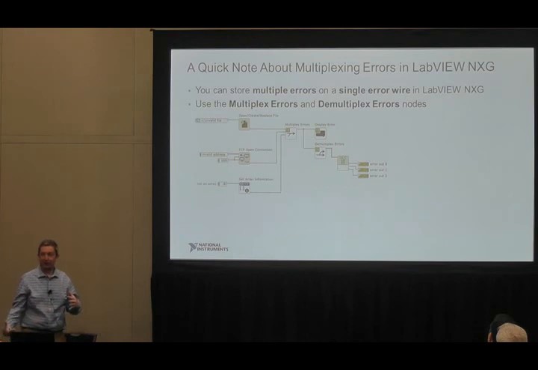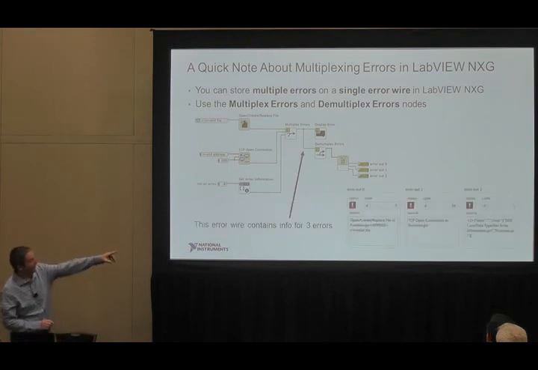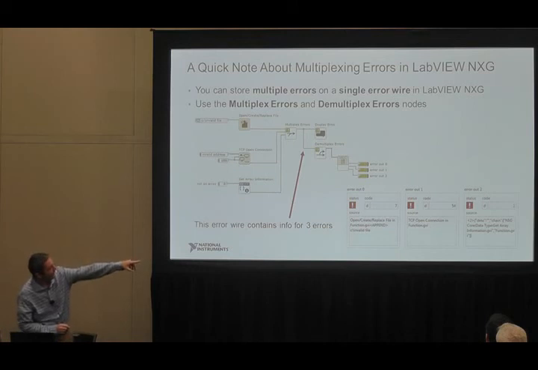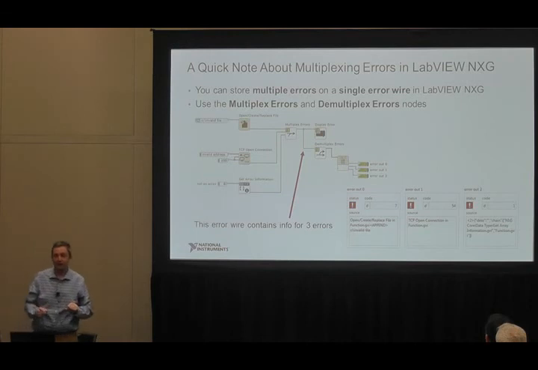That gives me an array of errors that I can then pull out and check it out. Every single one of those errors is shown here. That was stored in that single error wire that went into demultiplex. Also, notice the display error VI. That's the NXG equivalent of simple error handler. And that will pop up a dialog that lists all 3 errors.